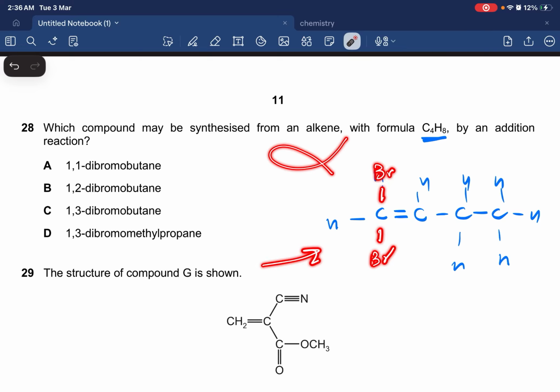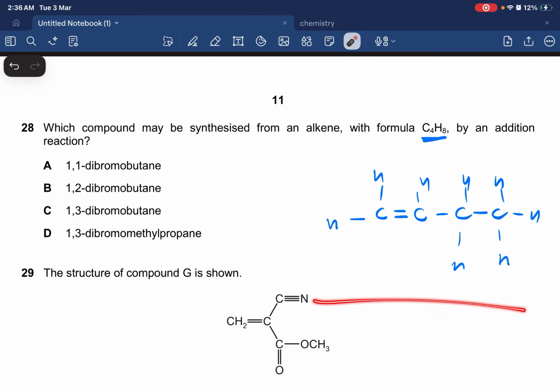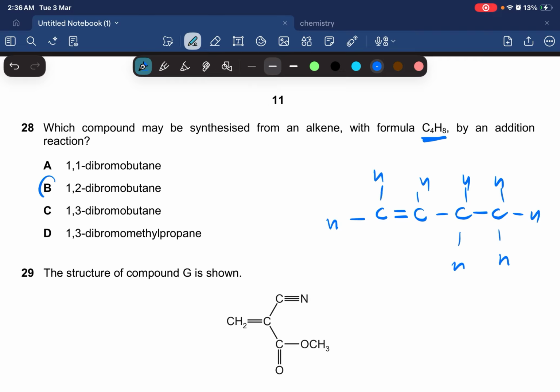Well, that's not technically possible. Why is this not possible? Simple. You cannot add a bromine here and here. Why can't you add 2 bromines like this? Because if you're breaking this bond, you have to attach one bromine to this carbon and one bromine to this carbon. You can't just break a bond and attach both bromines to the same carbon. That doesn't make sense. 1,2-dibromobutane. So you break this bond, attach one bromine here, attach one bromine here. Well, that makes sense. So this makes sense to me.